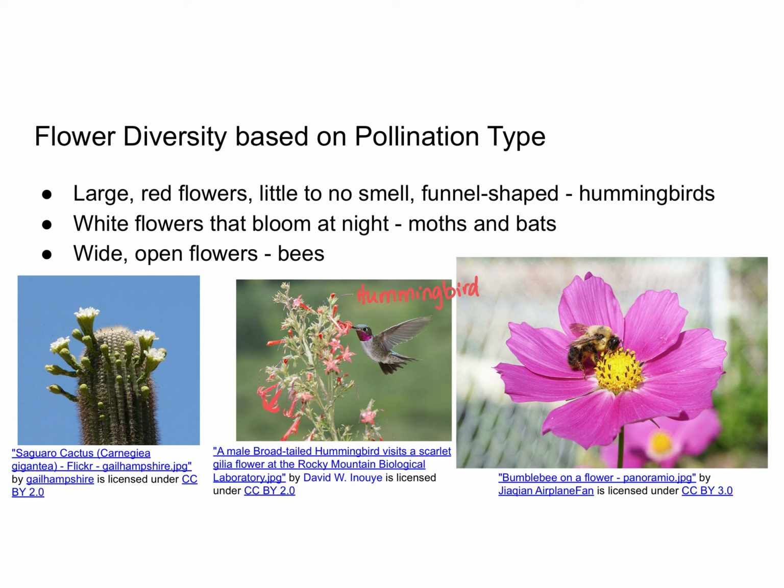Now, some flowers bloom at night, and these are plants that are pollinated by things like moths and bats, which are more active at night. And so this right here, this is a saguaro cactus.